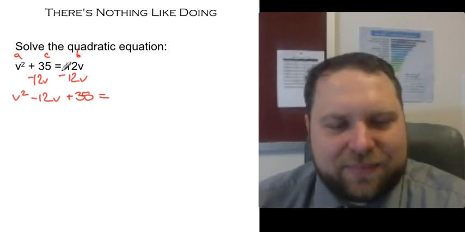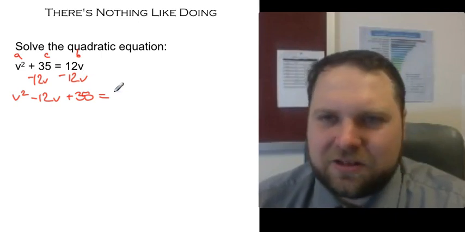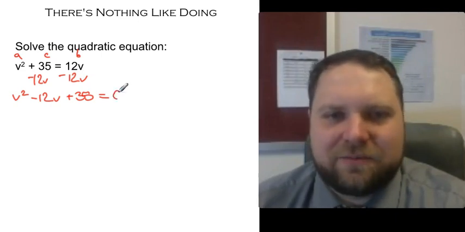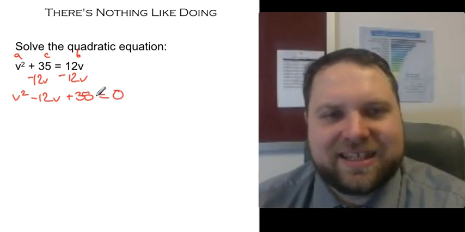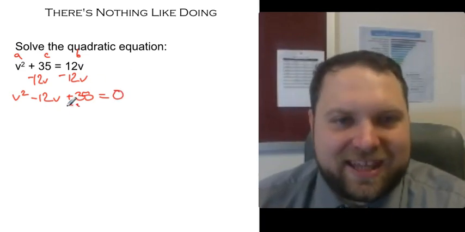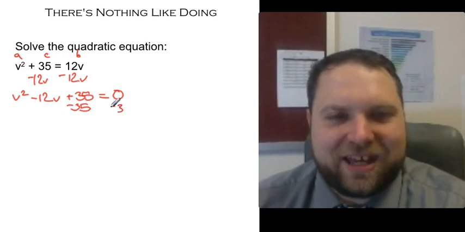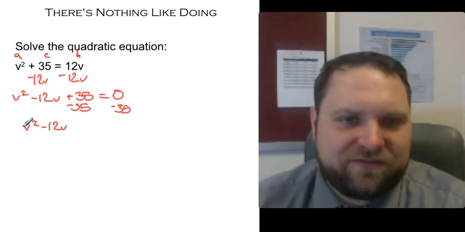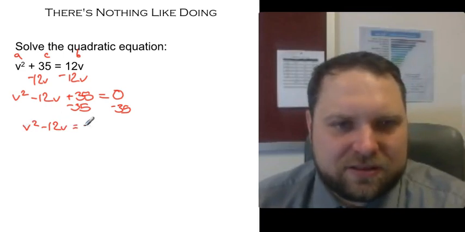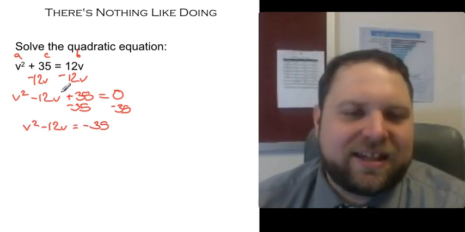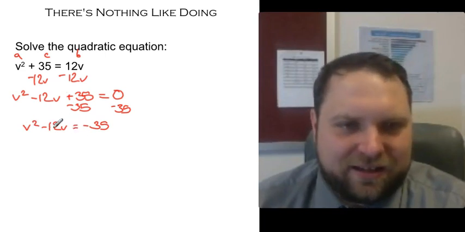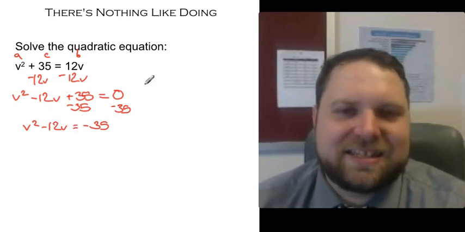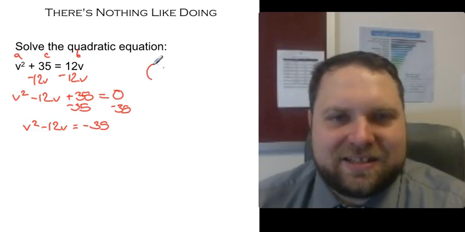What is happening on the right side of this equation? 12v minus 12v, it's not going to go away. We can't just write nothing there. We need a placeholder to show that it's nothing. It's 0. And then I can subtract the 35 from both sides, and I would get v squared minus 12v equals negative 35. Now I have separated a and b on one side, c on the other, and I can continue as usual.